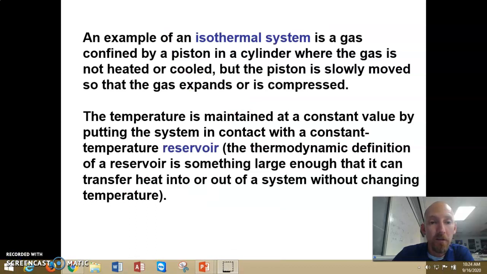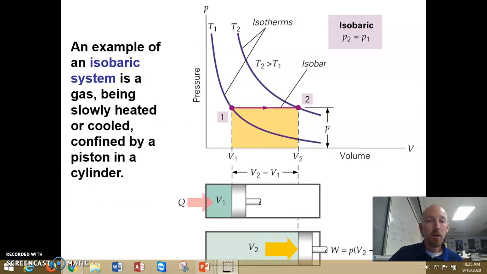One example of an isothermal system is a gas that is confined by a piston, and we don't even heat it or cool it. We can move that piston so that the gas expands or compresses. And we can maintain temperature by putting the system into contact with some sort of reservoir, right? So heat transfer does take place, but the temperature will stay constant. And so this reservoir could be something like a car's radiator, something like that.